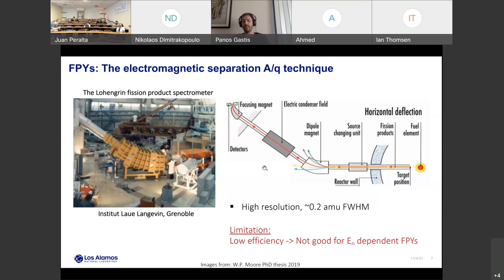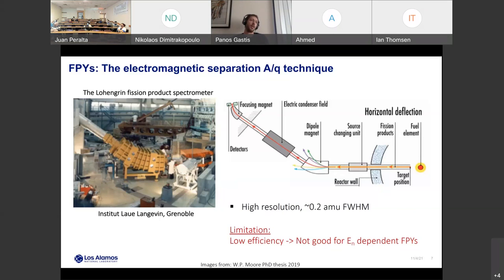The basic principle behind the technique is fairly simple. The target sample is placed very close to a small nuclear reactor. So it's bombarded by neutrons, and then the fission products are guided into a dipole magnet that separates the various fission products based on their mass and charge state. Then, tuning it accordingly, we can isolate only fragments with a certain mass over charge ratio to be measured. As I said, with this technique we have produced very useful experimental data. And basically, this technique has an incredibly high mass resolution, on the order of 0.2 atomic mass units full width at half maximum.